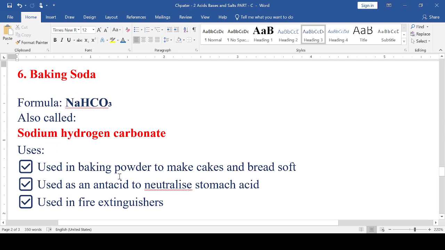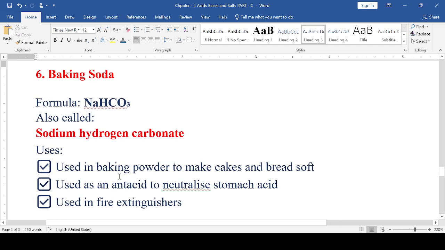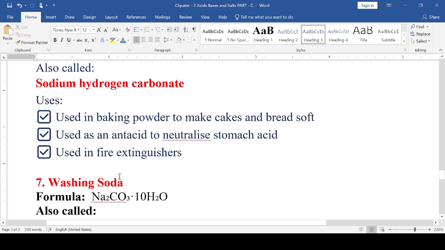Next comes baking soda. The formula for baking soda is NaHCO3, and it is also called sodium hydrogen carbonate. What are the uses? It is used in baking powder to make cakes and bread soft. It is used as an antacid to neutralize stomach acid, and it is also used in fire extinguishers.